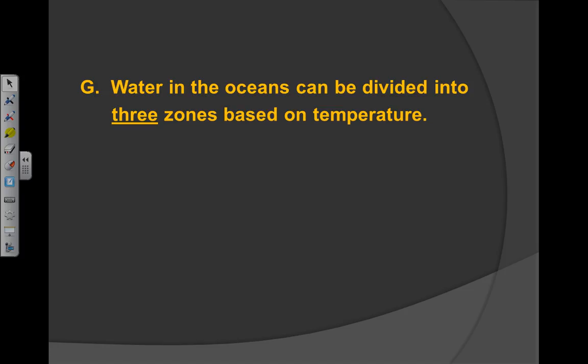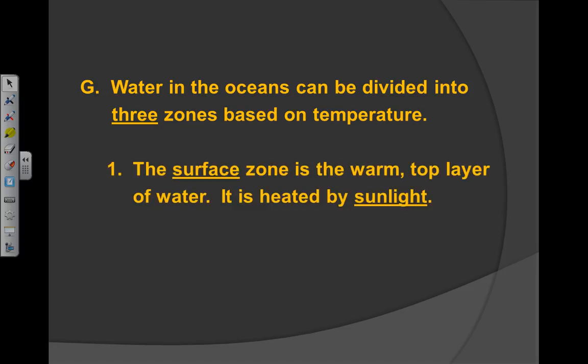G, water in the oceans can be divided into 3 zones based on the temperature. Number 1, the surface zone is the warm top layer of water, and it is heated by sunlight. So it should make sense to you that that's going to be the warmest layer. It's at the surface. It's the one that gets all of the sunlight. Now, the thing about it is that the sunlight has the ability to warm the water at the surface, but you don't have to go very deep before all of the heat has run out and been absorbed by the water.